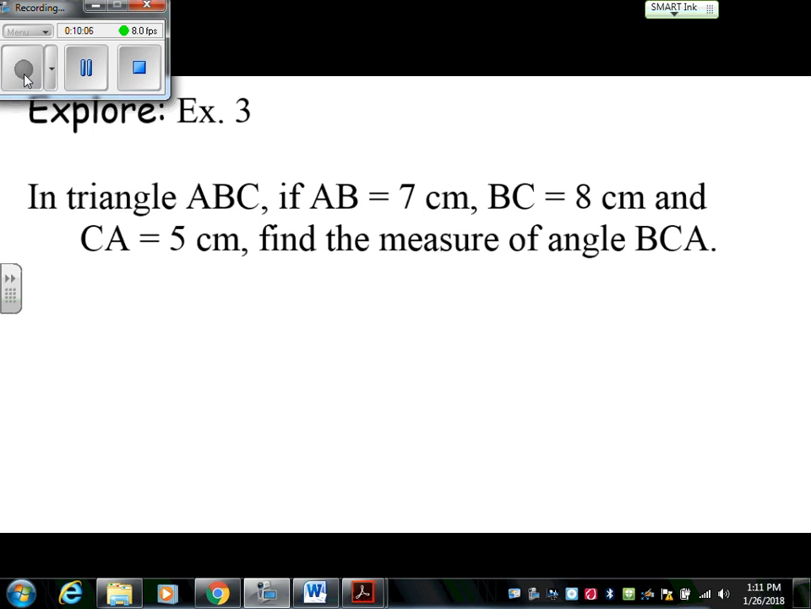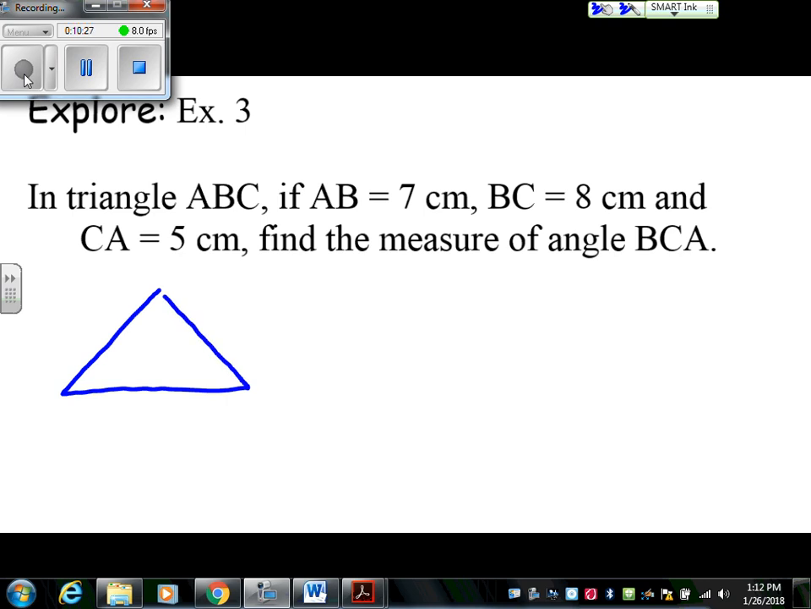All right, so for our last example, no triangle is drawn, but it says in triangle ABC, if AB is 7 centimeters, BC is 8 centimeters, and CA is 5 centimeters, find the measure of angle BCA. So there's really no way to do this without drawing a picture first, or at least to do it effectively.